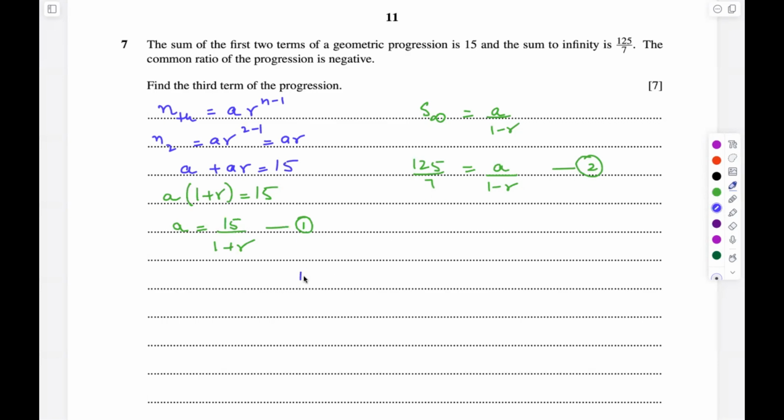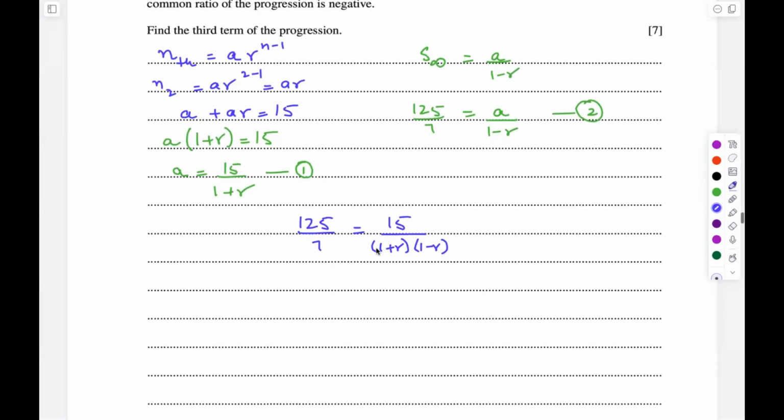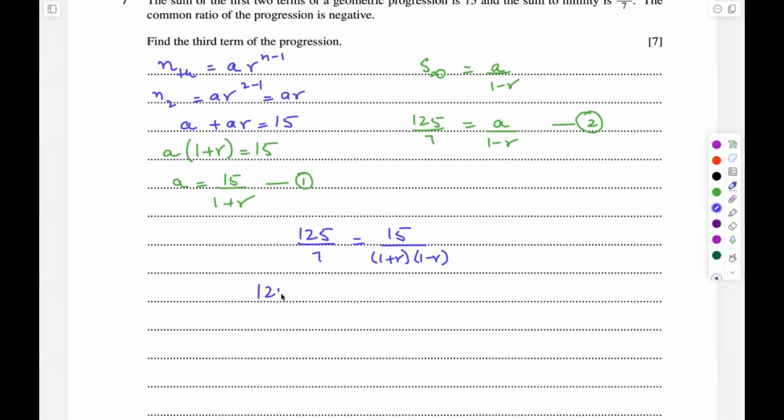So this will become 125 upon 7 is equal to, in place of a, we'll get 15 upon 1 plus r, and there was already a 1 minus r in the denominator. So cross multiplying, this will become 125, and 1 plus r into 1 minus r can be written as, using the algebraic identity, 1 minus r squared. So this will become 125 into 1 minus r squared is equal to 7 into 15, which is 105.